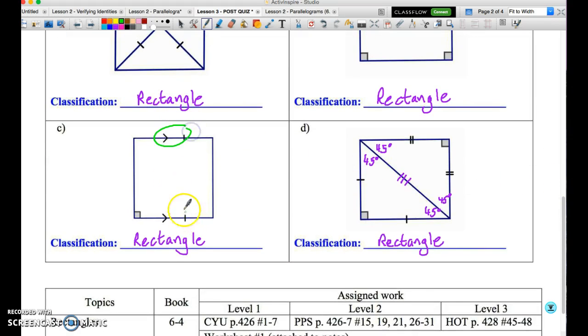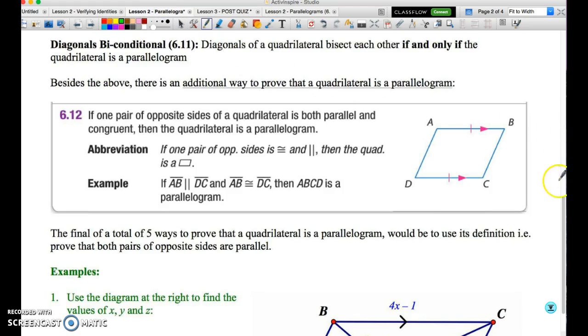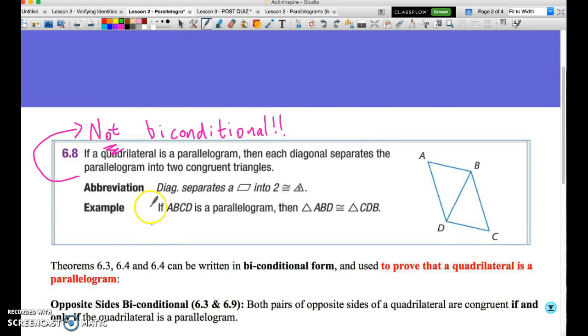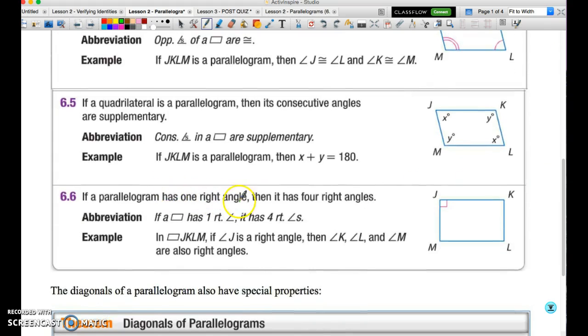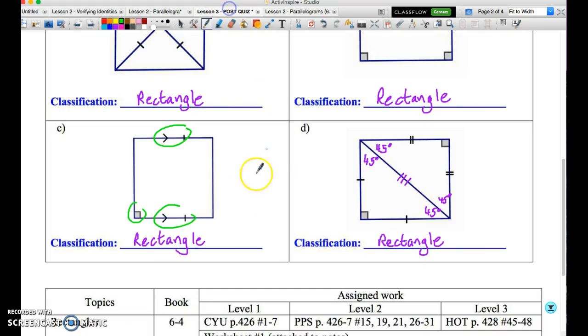Here we have one pair of opposite sides both parallel and congruent, making it a parallelogram. Then we have a 90-degree angle, and then of course you remember hopefully from the previous lesson as well that if in a parallelogram you have one 90-degree angle, you have four 90-degree angles, that of course confirms this is a rectangle. And finally, in this particular case, since these angles are 45 and we've got a reflexive side, these triangles are congruent to each other, which means all four of these sides are congruent, and that makes it a rectangle.